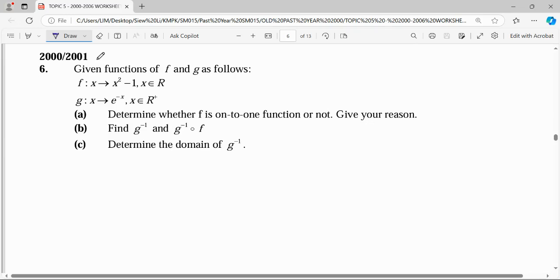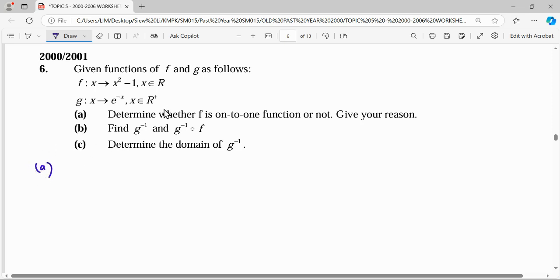Hi everyone, given that functions f and g as follows. Function f(x) is a quadratic function where you take all the real numbers, meaning the whole piece of the graph is used. Meanwhile, function g(x) is e to the power of negative x, where x is a positive real number only. So this is not the whole piece of the graph, it's just taking the positive numbers, meaning 0 to infinity.